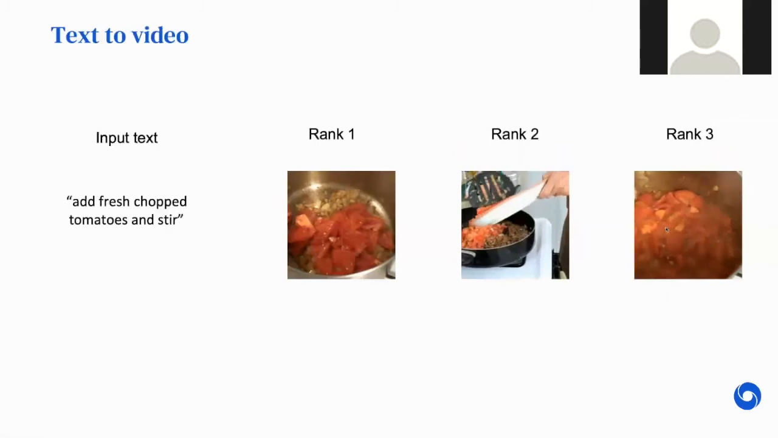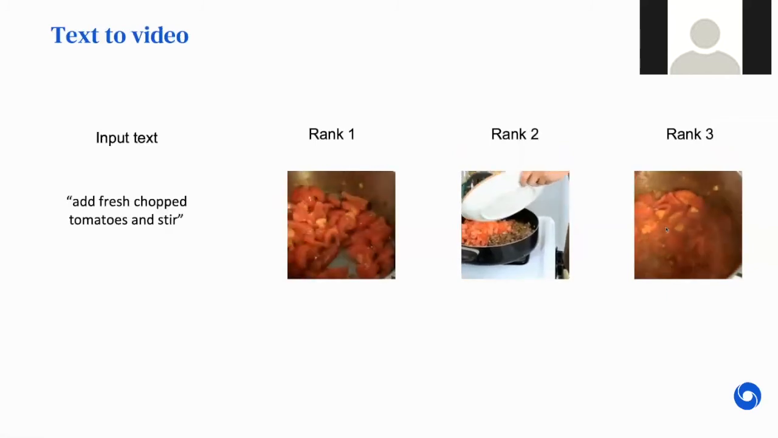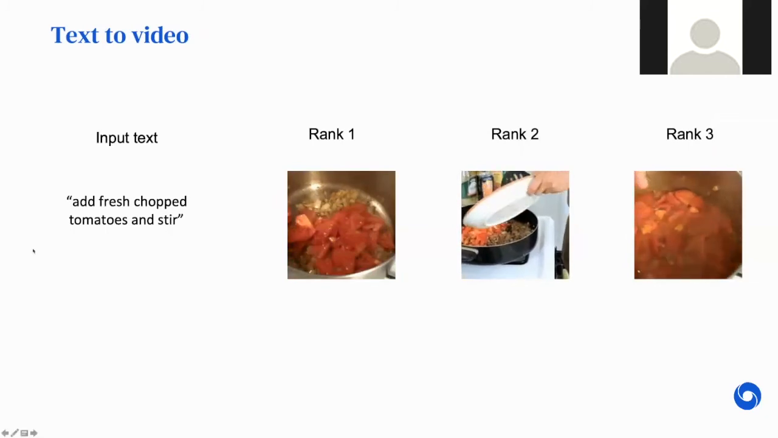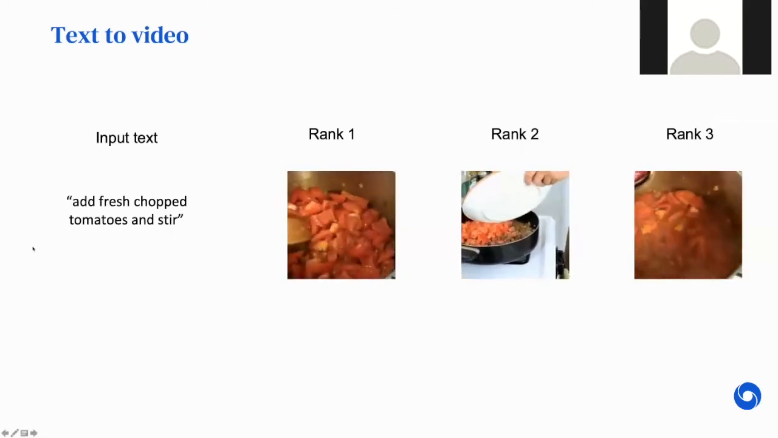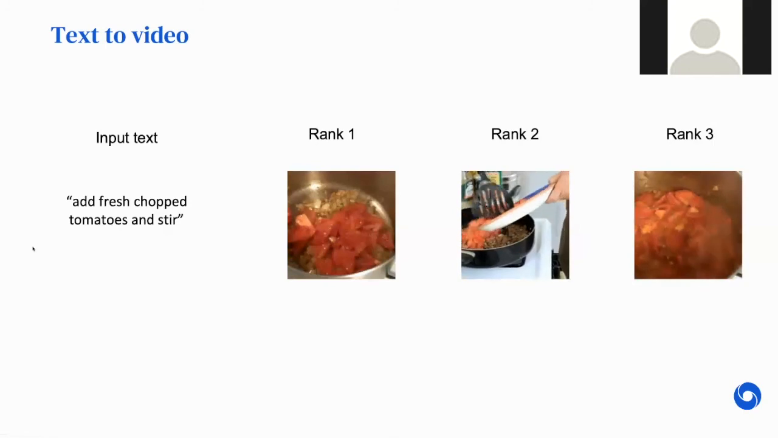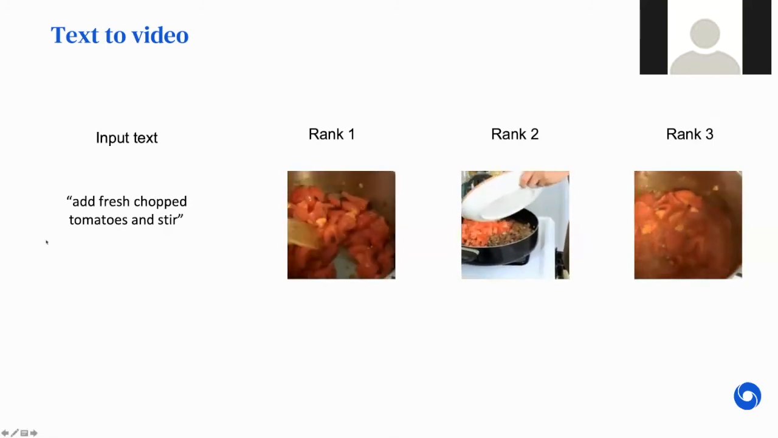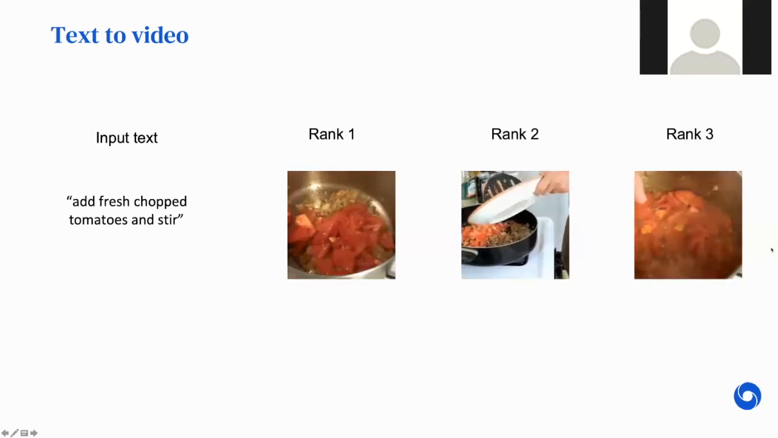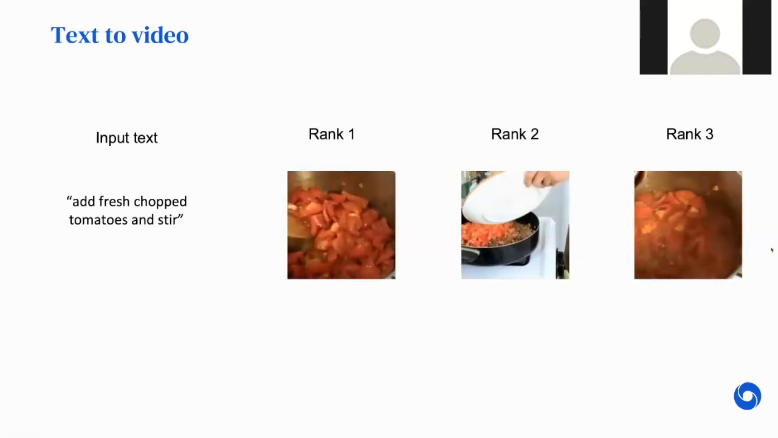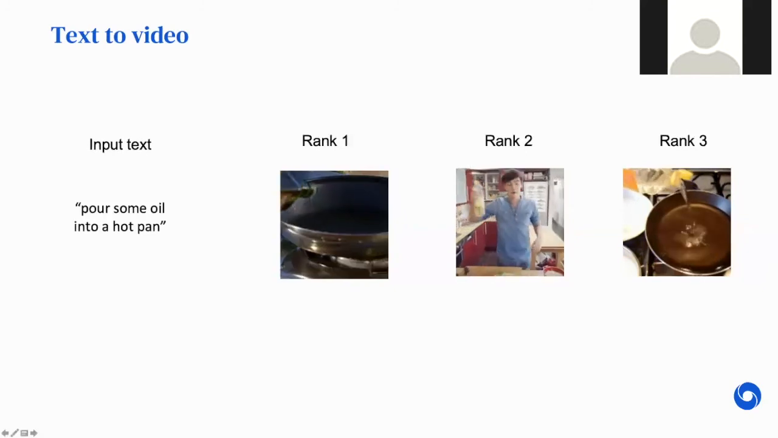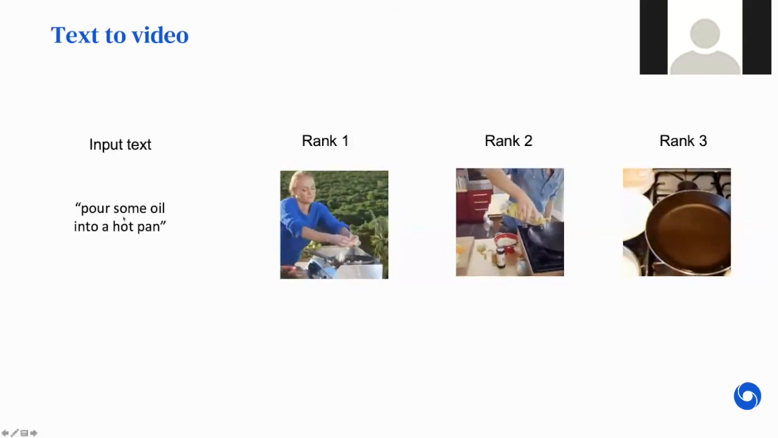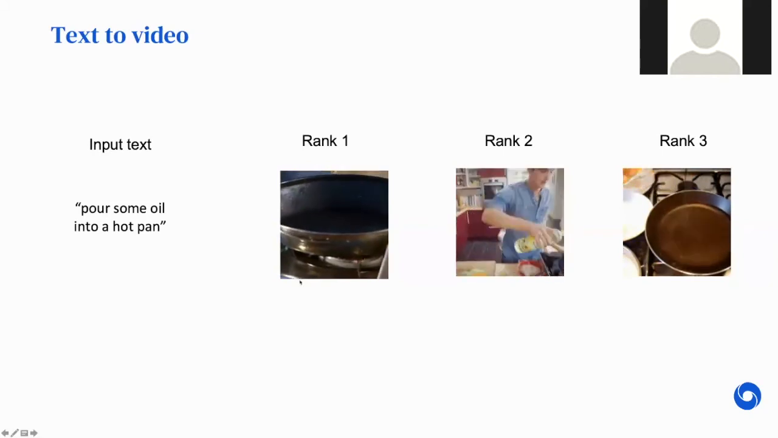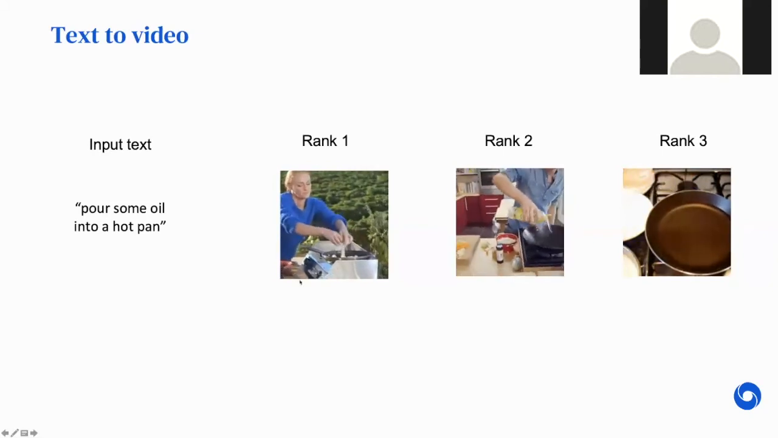So what we can do is also still do text to video like we were doing before. We can input a text such as this one and retrieve the closest videos. For example, in this case, "add fresh chopped tomatoes and stir", we retrieve meaningful videos according to this query. We can do the same for other text queries, such as "pour some oil into a hot pan", and again we retrieve correct videos.